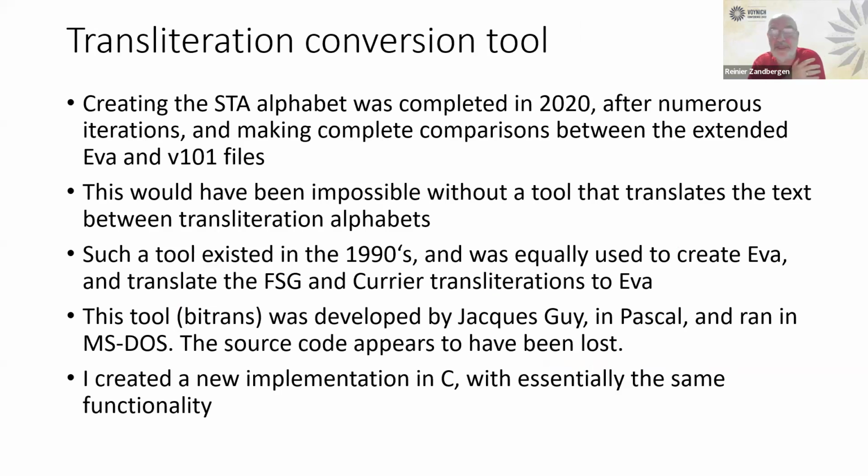So creating the sta alphabet was completed in 2020 after numerous iterations. And in fact, there was one iteration after the original presentation, and after making complete comparisons between all the extended Eva and V11 files. This would not have been possible if I hadn't had a tool that converts the text from one transliteration alphabet to another. Such a tool existed in the 1990s and was also used when the Eva alphabet was created. And this tool at the time, which is called Bitrans, was developed by Jacques and Pascal, ran in DOS, but the source code is lost. So I created a new version of this tool in C and with the same functionality.